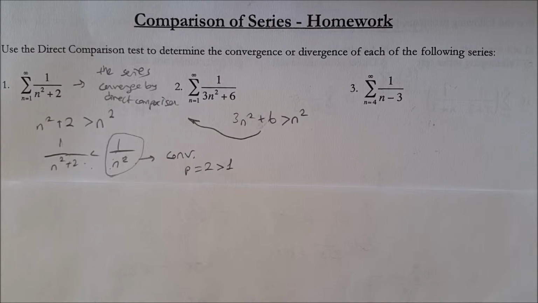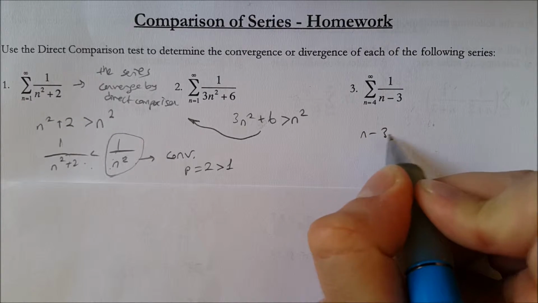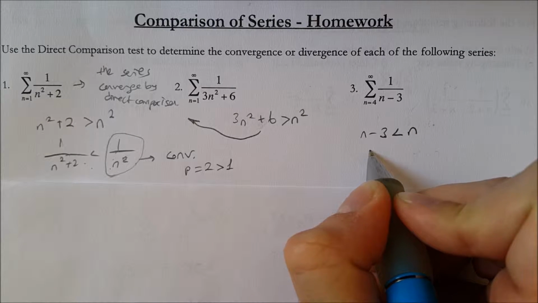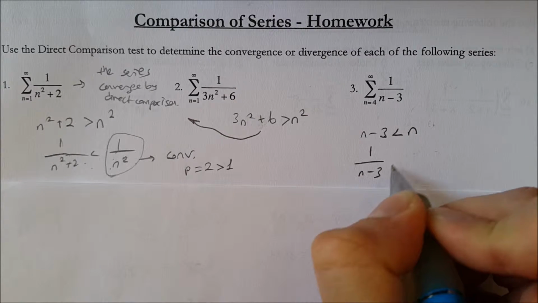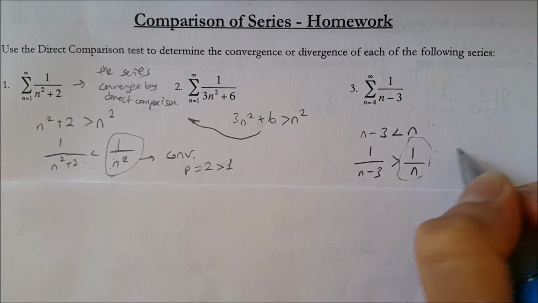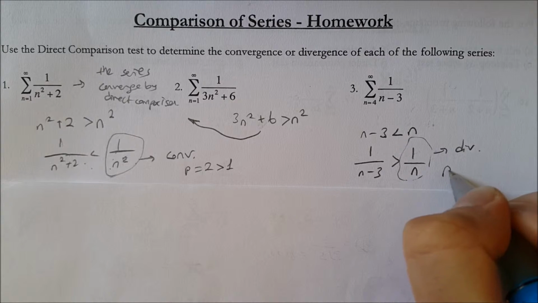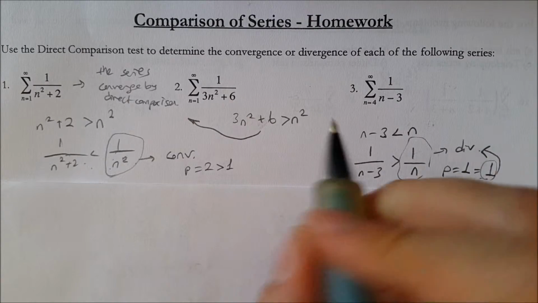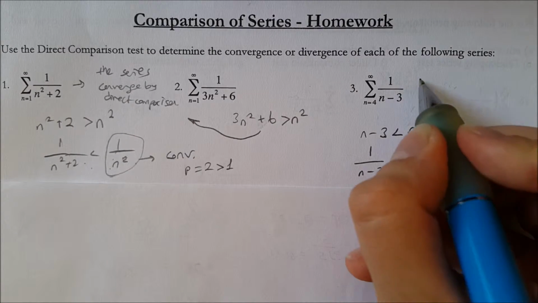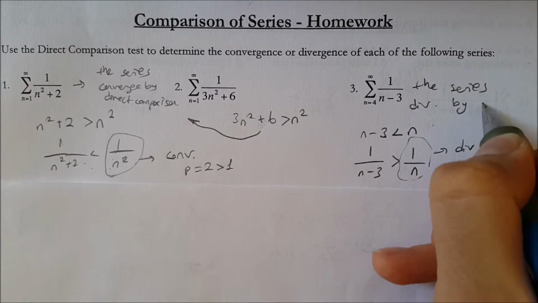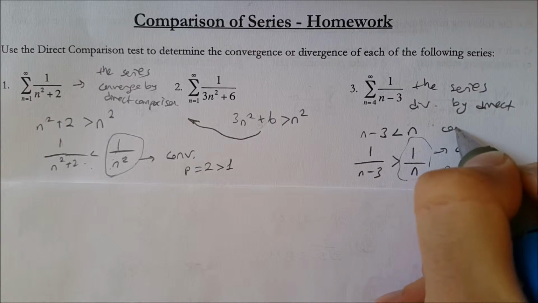Now in the last one, this time n minus 3 is smaller than n. So 1 over n minus 3 is greater than 1 over n. Now we know that 1 over n diverges because p is equal to 1, which indicates that it diverges. So the series diverges by direct comparison.